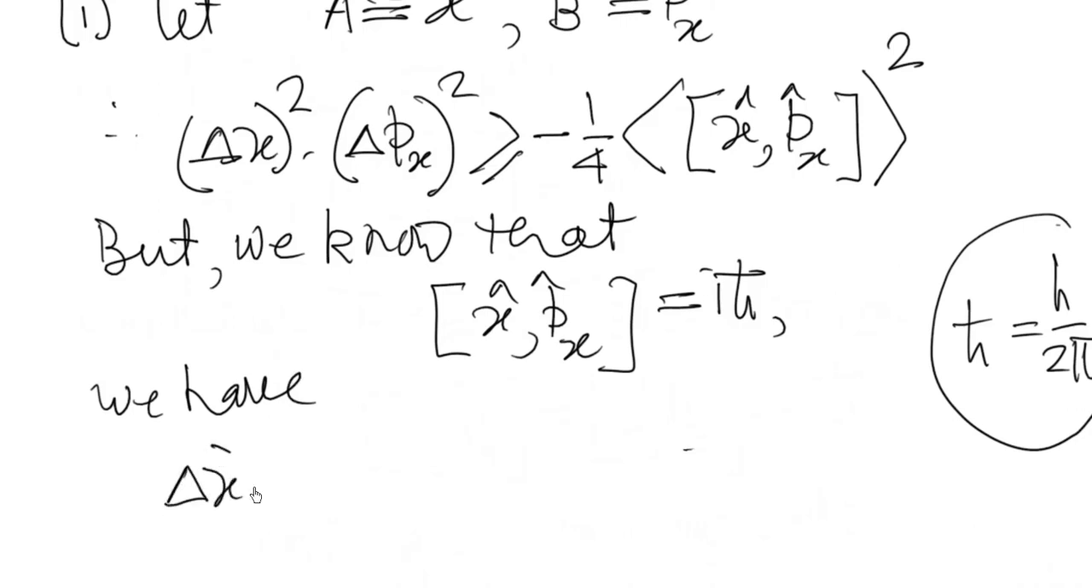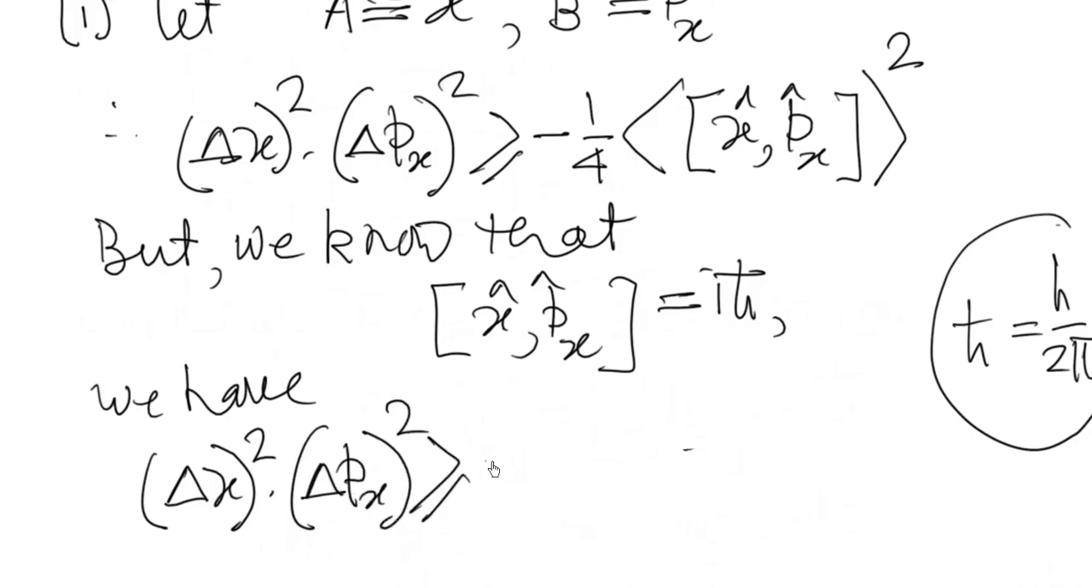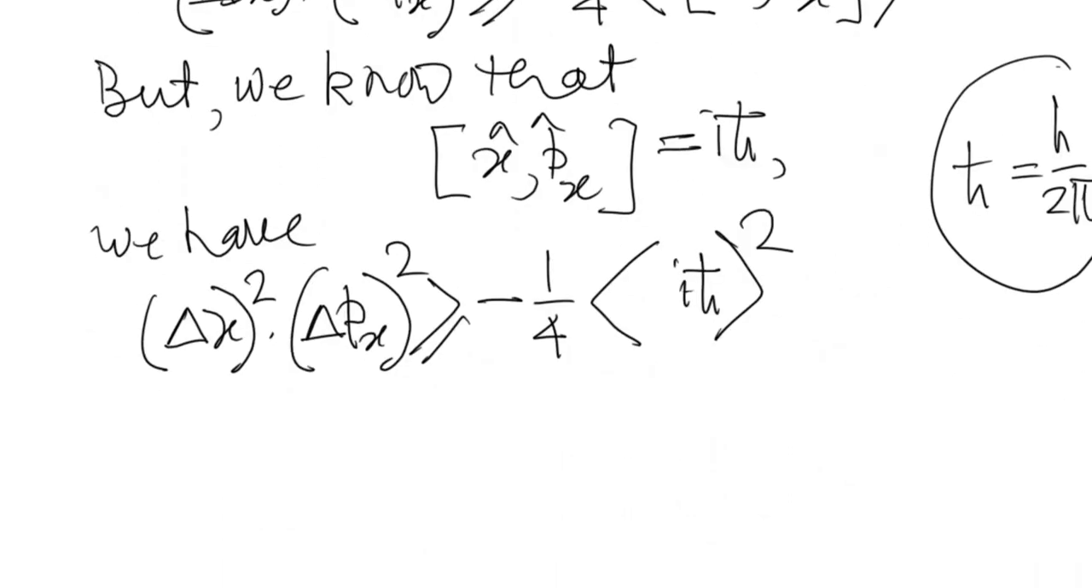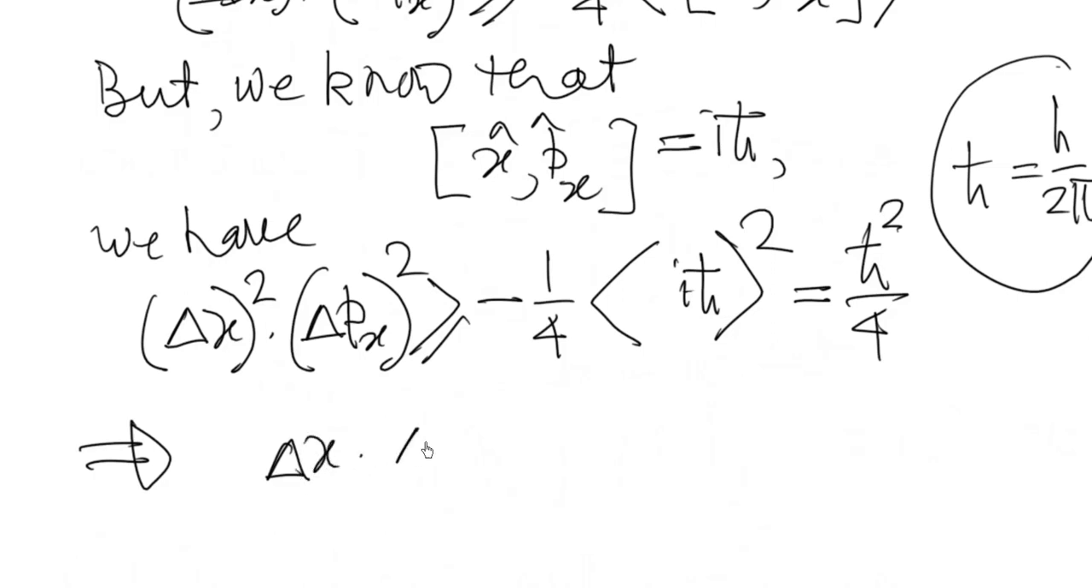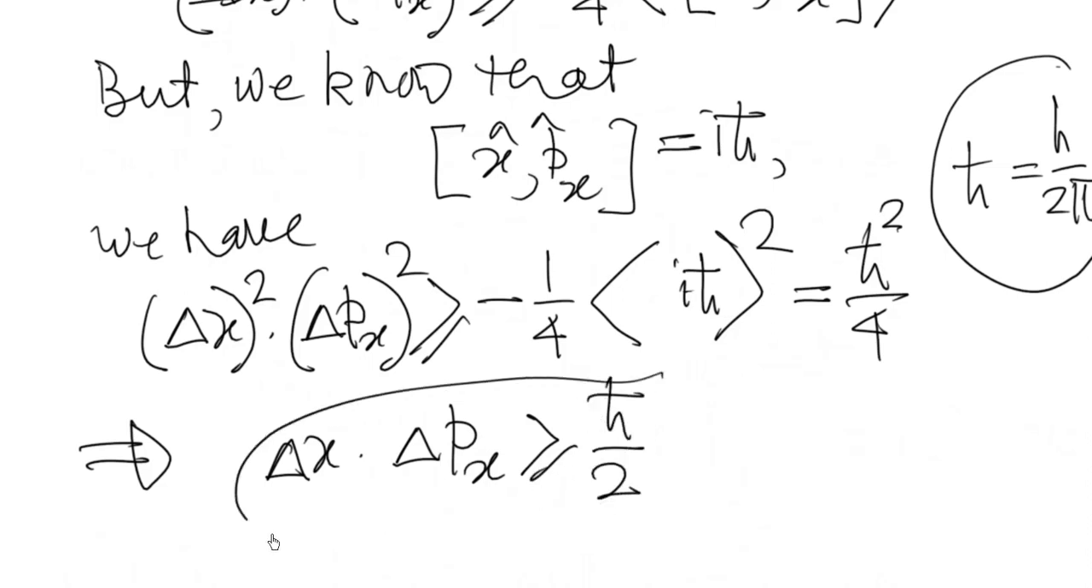So we have delta x, the uncertainty in x, squared, times delta px squared, greater than or equal to negative 1/4 times i h cut squared, which is h cut square by 4. This gives us the product delta x into delta px greater than or equal to h cut by 2. You see the uncertainty relation between x and the corresponding component of the linear momentum.